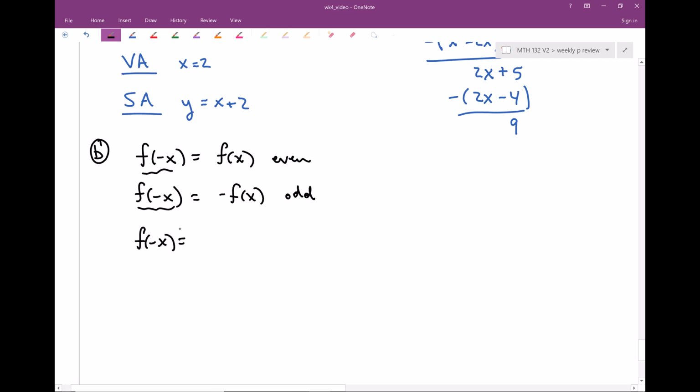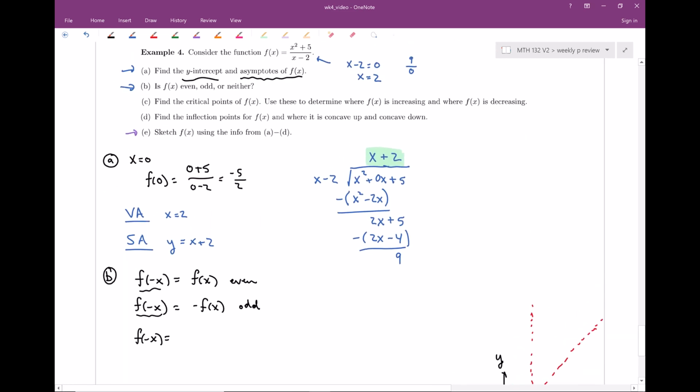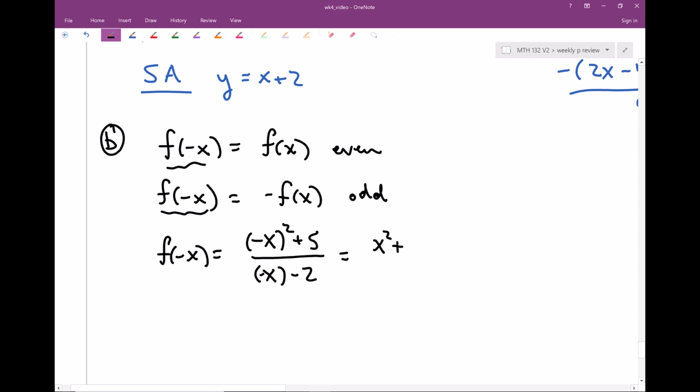F of negative x. And so I'm going to go ahead back to our function here. Having a hard time remembering it. X squared plus 5 divided by x minus 2. And notice, instead of plugging in x, I'm plugging in negative x. And so let's go ahead and try to simplify this as much as we possibly can. So negative x times negative x, right, that's negative x squared. That's going to be the same thing as x squared plus 5 divided by negative x minus 2.